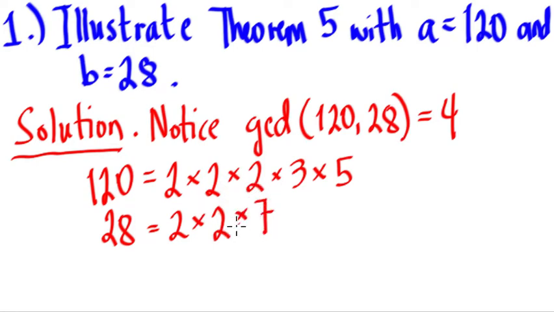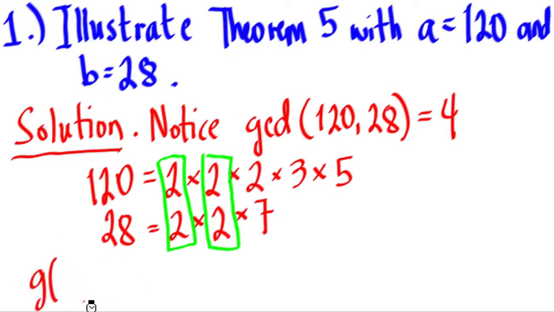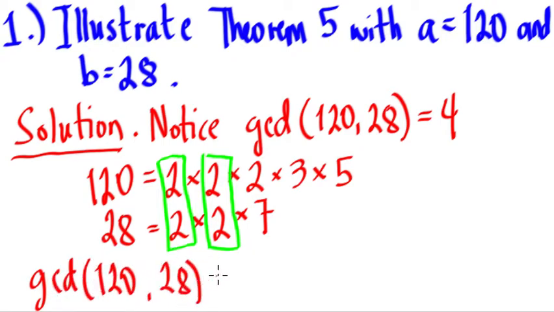So here we have the prime factorizations of 120 and 28. It's clearly seen that we have the common factor 2 here and 2 over here, and there are no more common factors. So we can say that the GCD of 120 and 28 is equal to 2 times 2, or 4. That's our first check, to verify that the GCD of 120 and 28 is indeed 4.